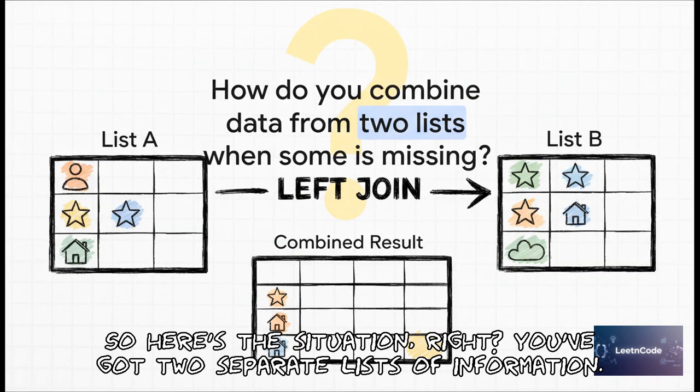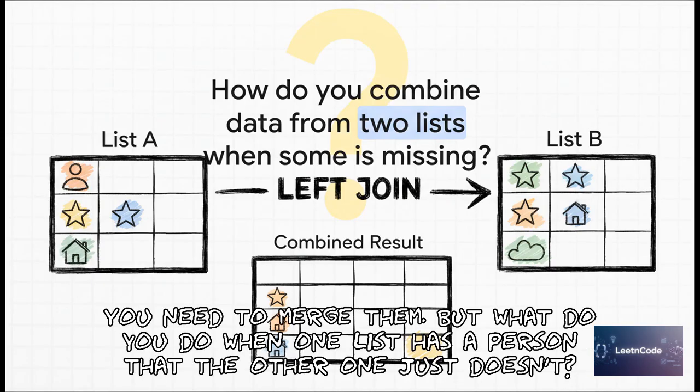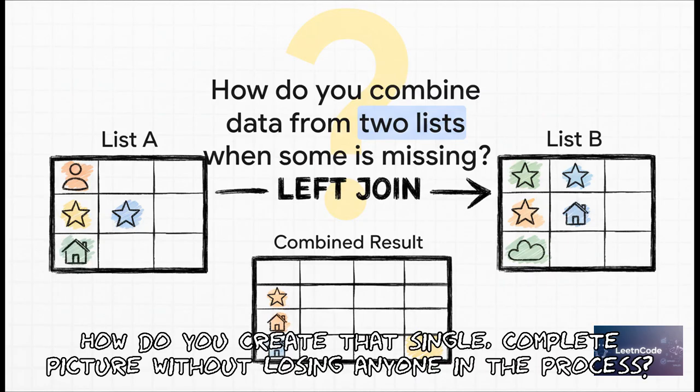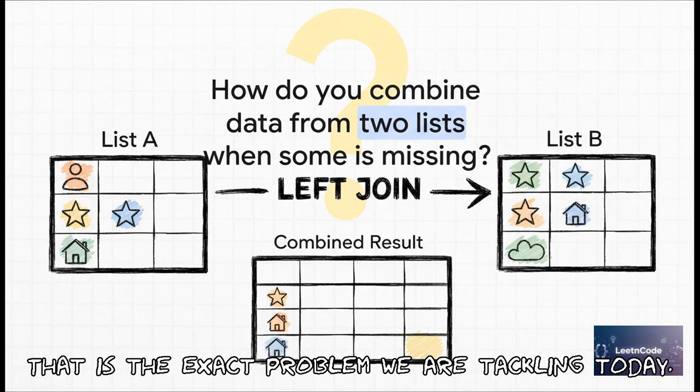So here's the situation, right? You've got two separate lists of information. You need to merge them, but what do you do when one list has a person that the other one just doesn't? How do you create that single, complete picture without losing anyone in the process? That is the exact problem we are tackling today.